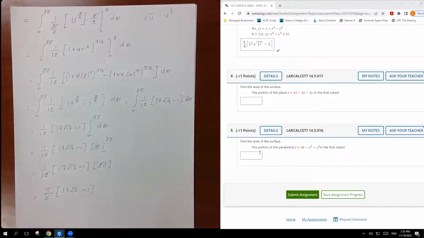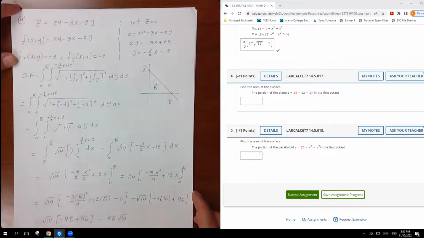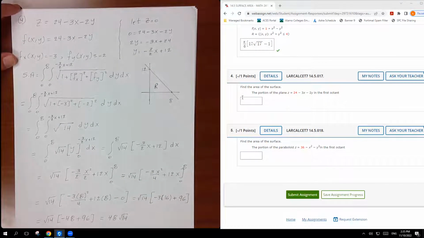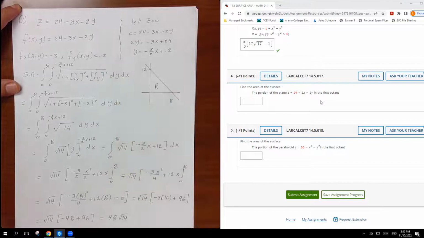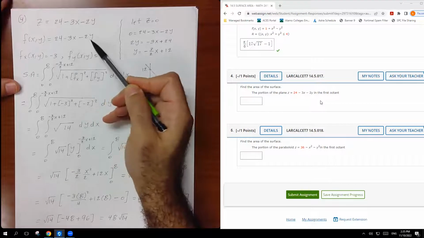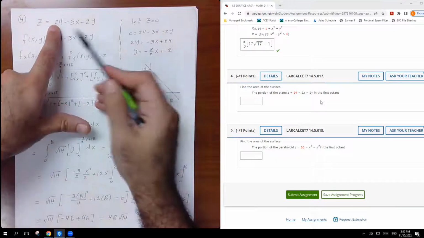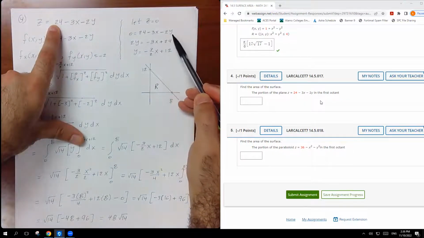So example 4. Let's see this example. Find the area of the surface, the portion of the plane z equals 24 minus 3x minus 2y in the first octant. So z equals 24 minus 3x minus 2y. That means f of x, y equals 24 minus 3x minus 2y. I'm going to let z equal 0, so 24 minus 3x minus 2y.